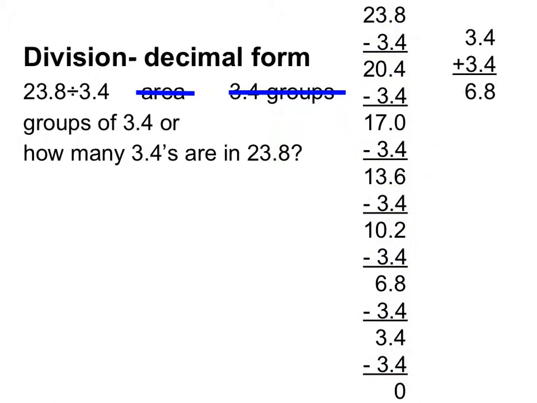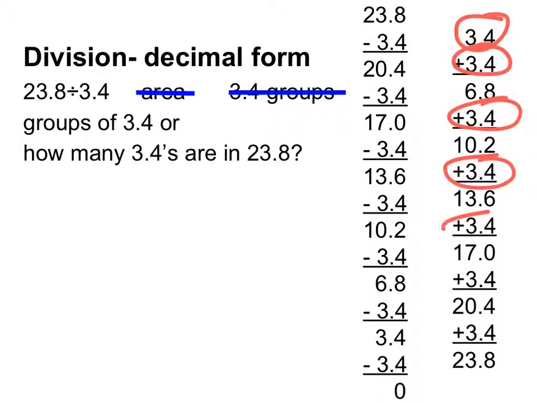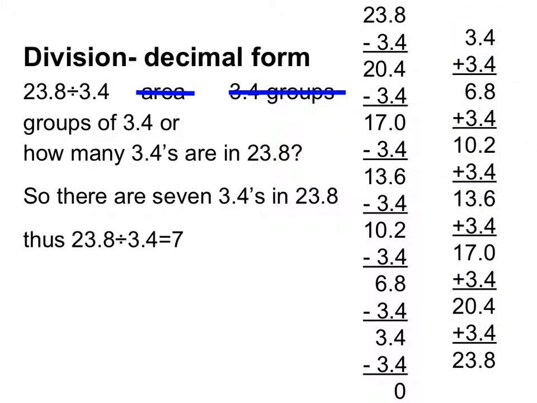Just to show you the repeated addition, here's 3 and 4/10 plus 3 and 4/10 plus another 3 and 4/10 plus another plus another plus another and then another, and that takes me to 23 and 8/10. So we're looking at how many 3 and 4/10 we added. 1, 2, 3, 4, 5, 6, 7. So 3 and 4/10, we added it 7 times to get 23 and 8/10. So that tells us that there are 7 3 and 4/10 inside of 23.8. So 23 and 8/10 divided by 3 and 4/10 is 7.